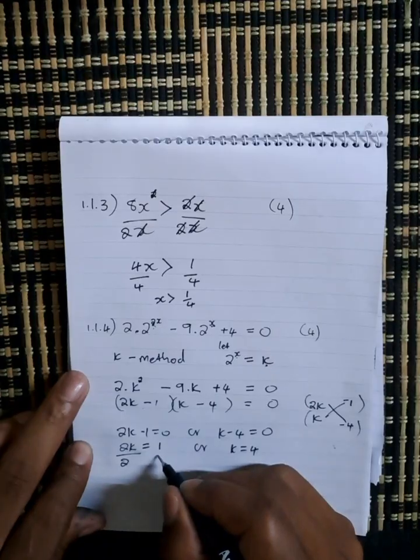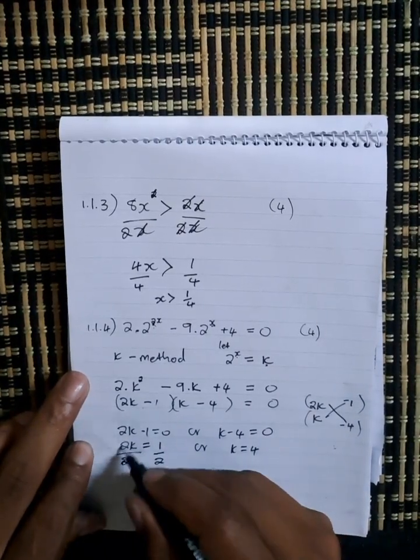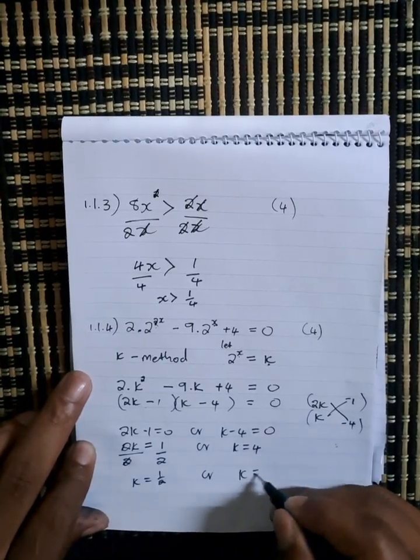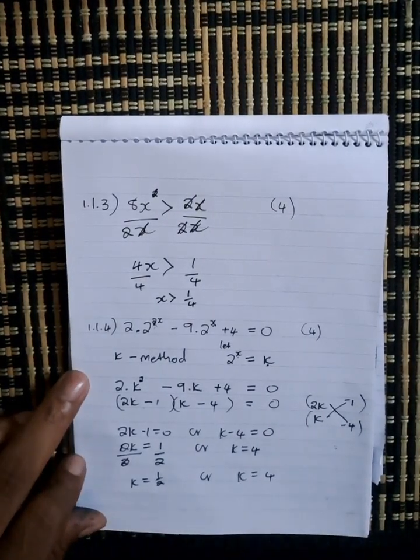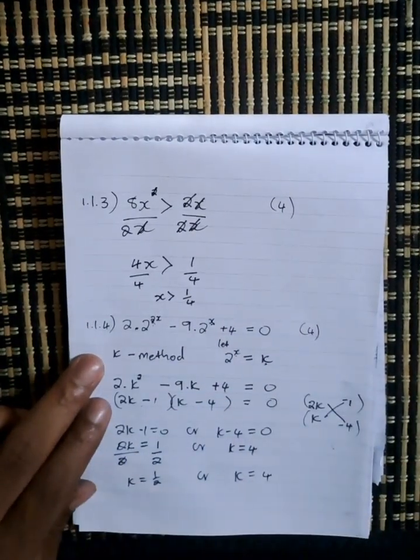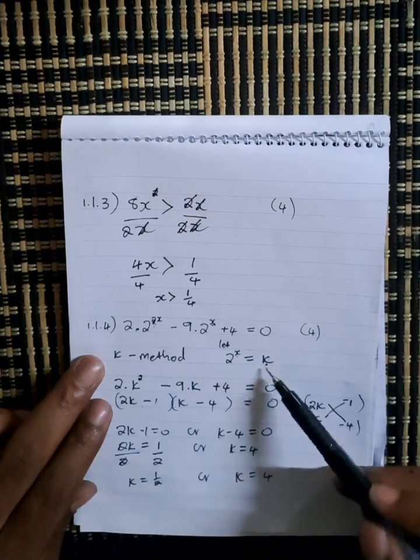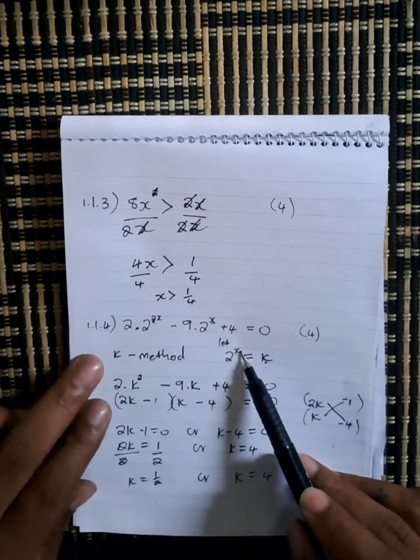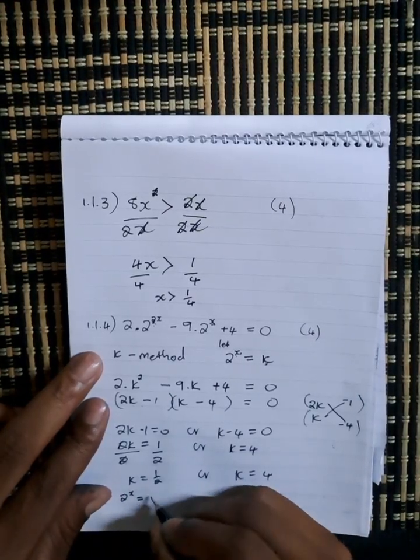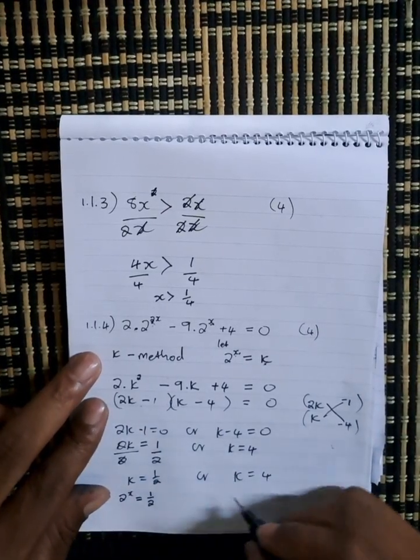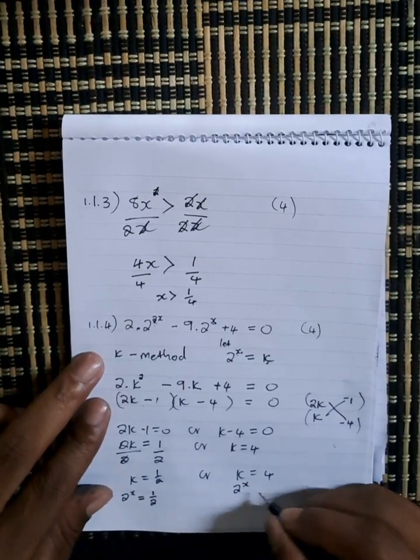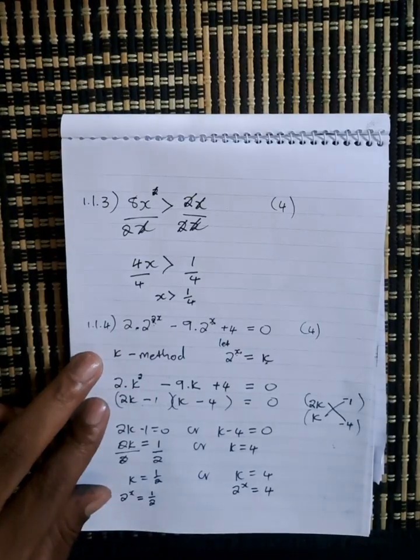So we're solving for k over here, divided by 2. So k equals a half or k equals 4, right? But remember now, going back to the question, we were not solving for k, we were solving for x, right? So now, since k equals 2 to the power of x, we're going to say 2 to the power of x equals 1 over 2. And then we're going to do it this side as well. 2 to the power of x equals 4, right?